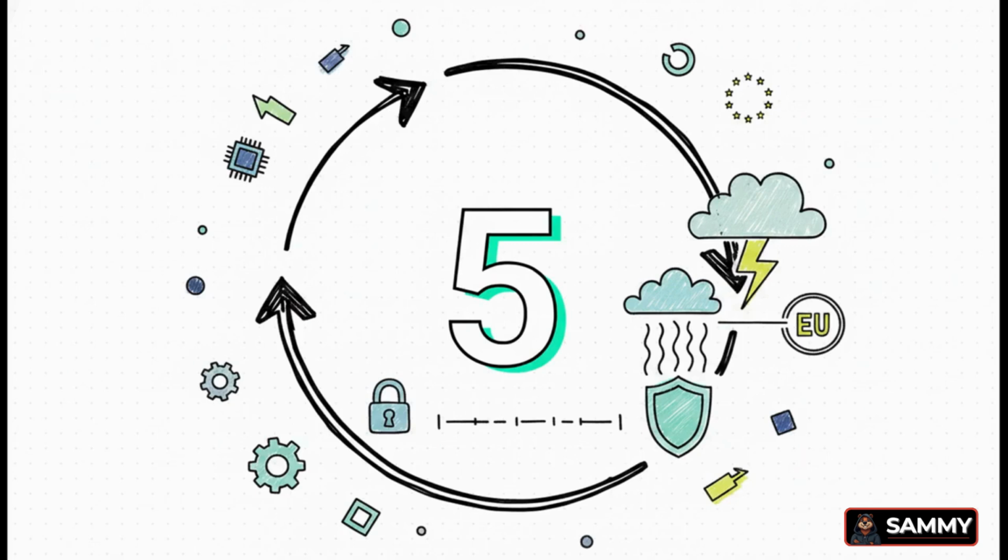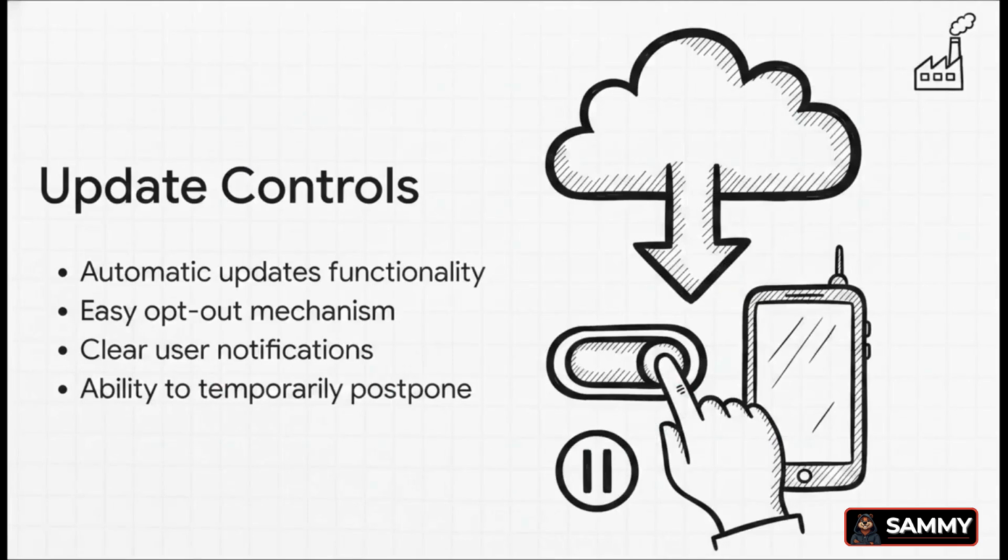I want you to remember this number, 5. Under the CRA, this represents the minimum number of years manufacturers must provide security updates for a product's expected lifetime. You can't just ship a product and forget about it anymore. So the crucial point is how you deliver those updates.